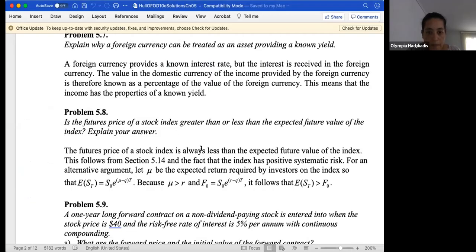So we continue. So we see that the futures price of a stock index is definitely less than the expected future value of the index, for a stock index.